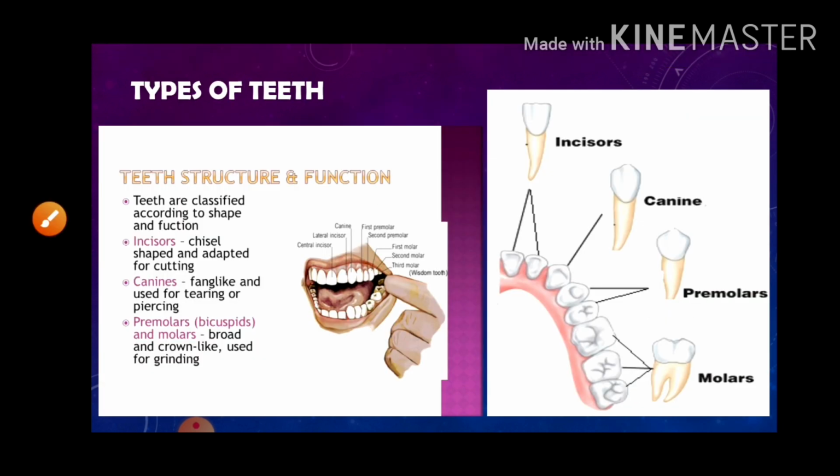Now let's move on to the types of teeth. In order to understand the types of teeth, first of all we need to know that there is a differentiation on the basis of morphology. Teeth are differentiated on the basis of morphology.